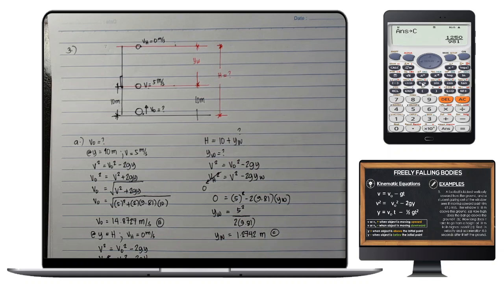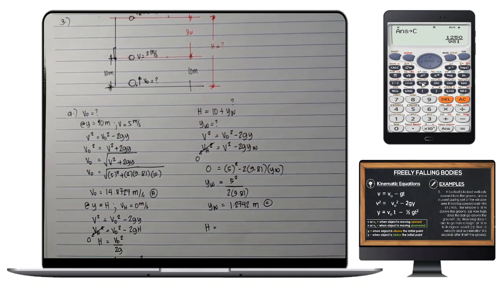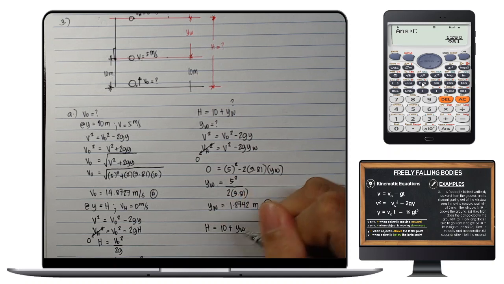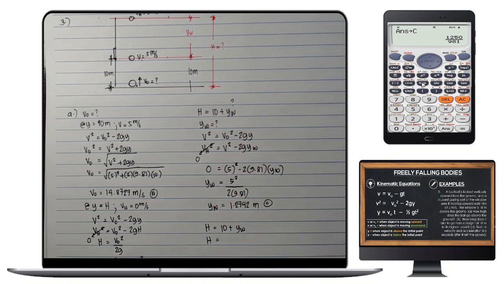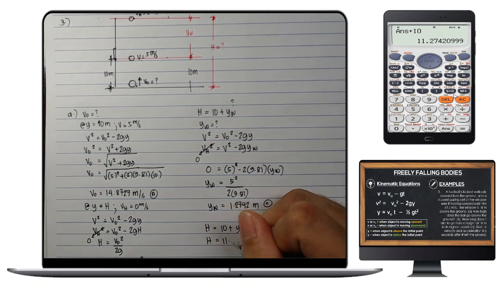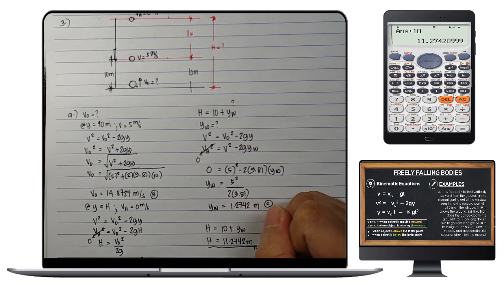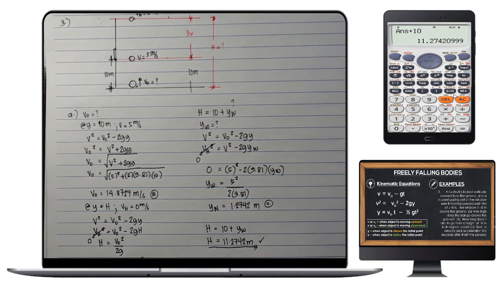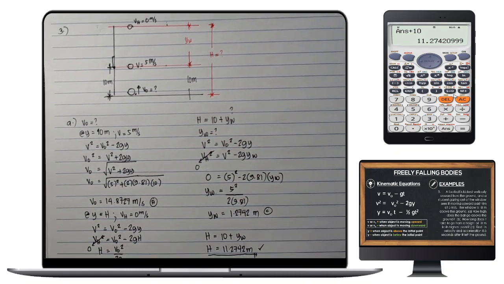So, C. And when you want to find the value of h, so yung h natin, that is 10 plus y sub w. So, c plus y sub w equals, that is the same, 11.2742 meters. So, as you can see, hindi natin kailangang hanapin yung initial velocity. Pwedeng ilipat-lipat natin yung initial and final. So, kaya importante na meron kang figure para makita natin at ma-analyze natin ng mas madali.